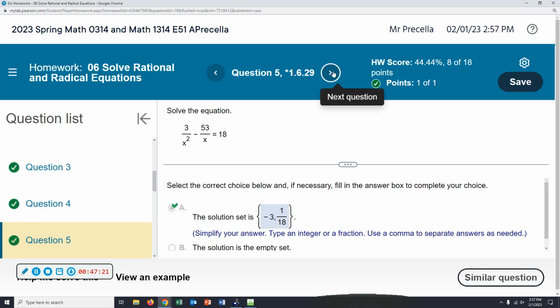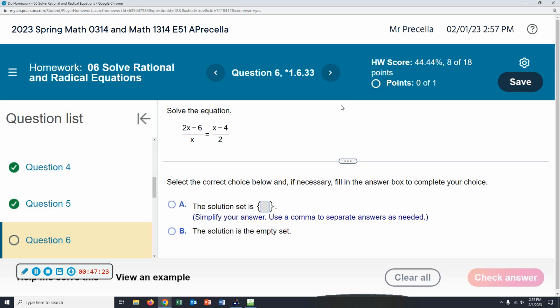Number 6. I was thinking I want to do number 7, which we don't have on any of the videos. I thought I would skip over this one, but then I decided against it because it illustrates something important that you would have seen in previous classes, and that I use a lot when I'm doing stuff. 2x minus 6 over x is equal to x minus 4 over 2.